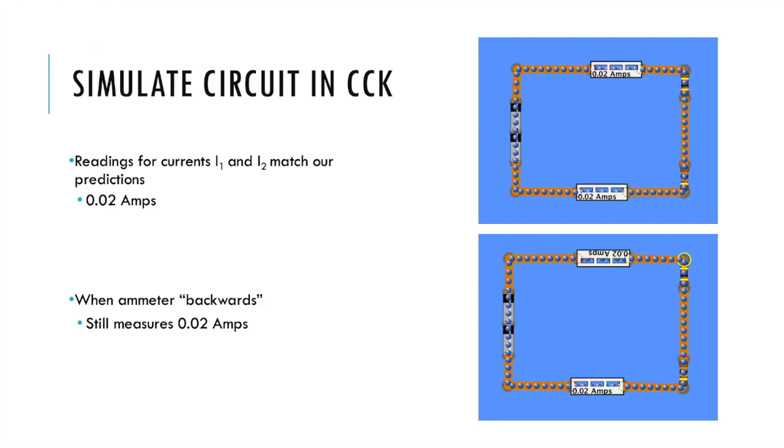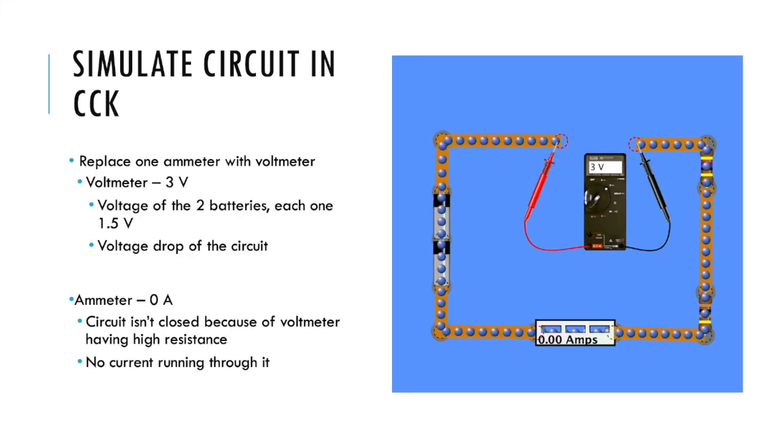Then I simulated a circuit in the CCK. So the readings for the currents I1 and I2 matched the prediction of 0.02 amps. And then when we had to switch an ammeter backwards, it would still measure the same current. We then replaced an ammeter with a voltmeter, and the voltmeter read 3 volts, which is just the voltage of the two batteries and the voltage drop of the circuit.